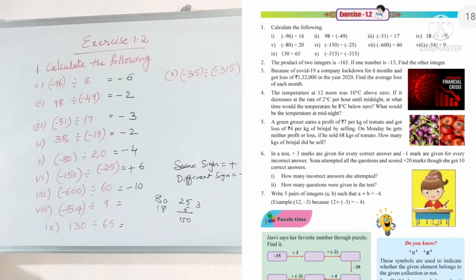Next, here both the integers have different signs. So the answer will be negative. 9 6s are 54. So that is minus 6.